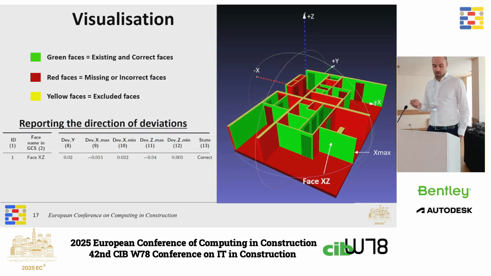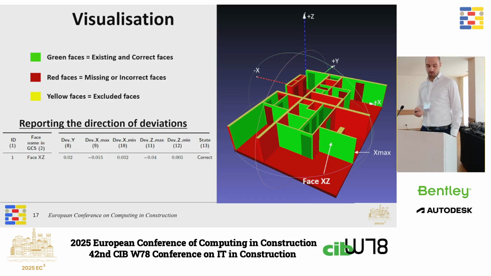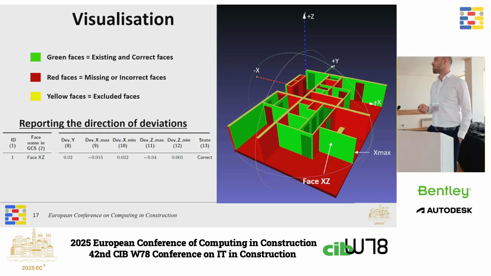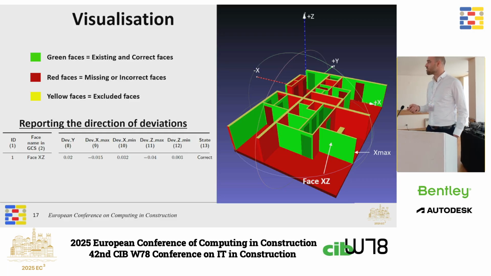We visualize our results in an OBJ file. The green phases are the existing and correct phases. The red phases are the missing or incorrect phases, and yellow phases are the excluded phases.